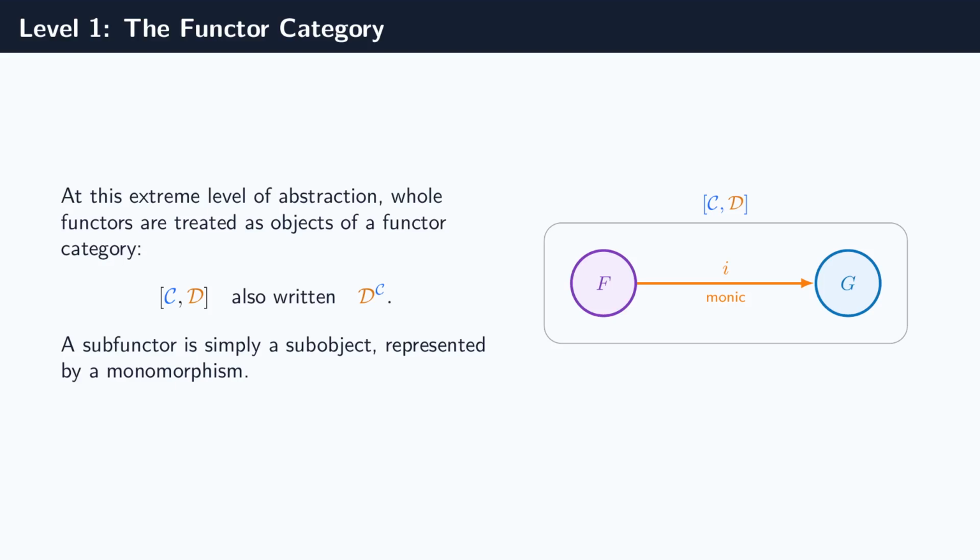At the functor category level, we treat whole functors as objects. The symbol [C, D] means the category of functors from C to D. Inside that category, a subfunctor is represented by a monomorphism from one functor into another. This is a high-altitude view. The next slide zooms in to show what this means object by object.